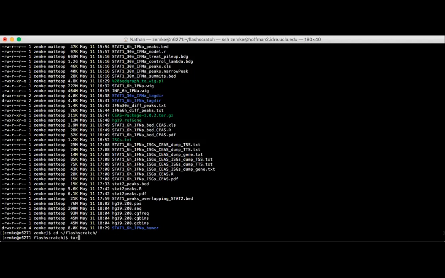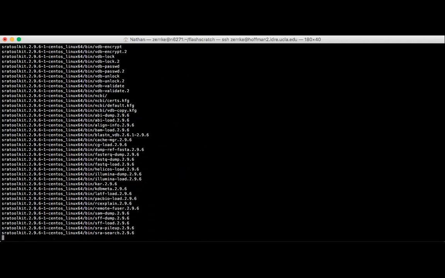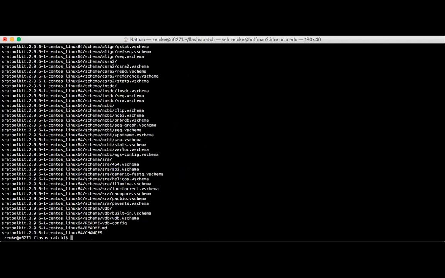So for the tar command, this is going to allow us to extract and unzip our SRA toolkit. These options mean decompress or expand the toolkit, unzip it, and display as it's being extracted. There's a lot of files in here. It shouldn't take very long though, so it's already done.